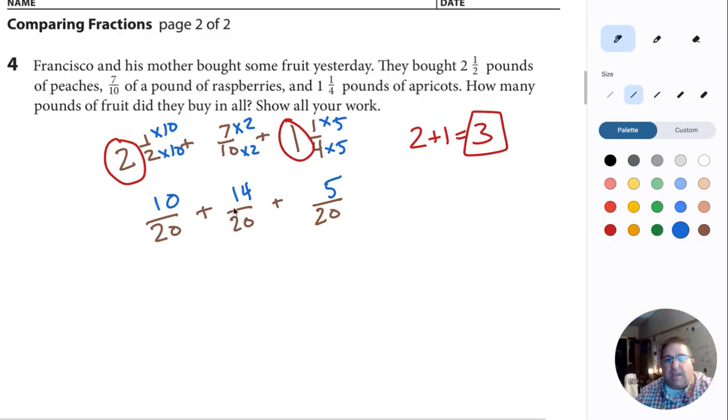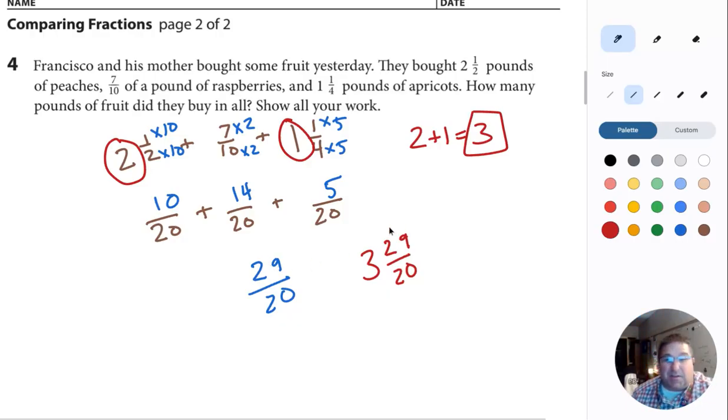So now we just have to add 10 plus 14 plus 5. Let's see, 14 plus 5 is 19. Plus 10 more is 29. So we're going to get 29/20. So we might think about this as 3 and 29/20. Right, we had our 3 from up here, our fractions end here.